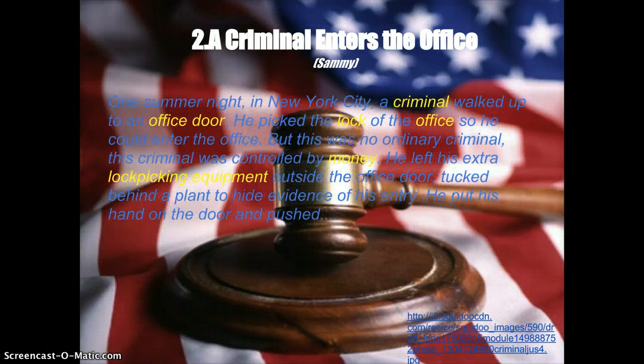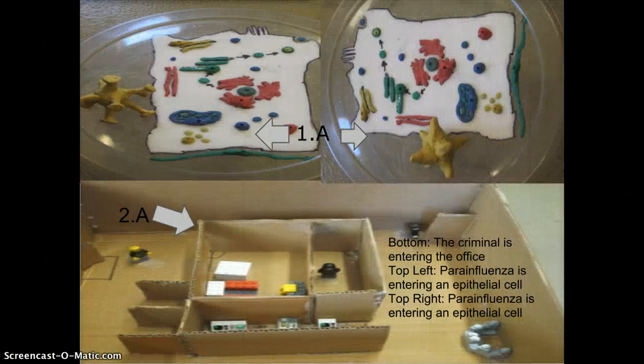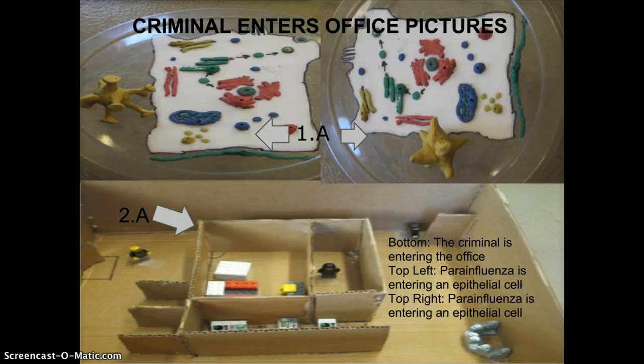Okay, so we have an analogy for our parainfluenza, and that's a robber getting into a bank, making counterfeit money, and then the business going out of business. And so one summer night, a robber goes into an office, and this is no ordinary robber. This is a robber controlled by money, and he only has one desire. So these are pictures. 1A corresponds to the epithelial cell in the parainfluenza virus, and 2A corresponds to our robber in the office.